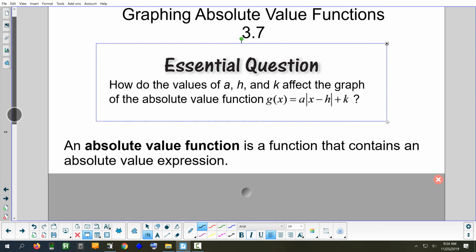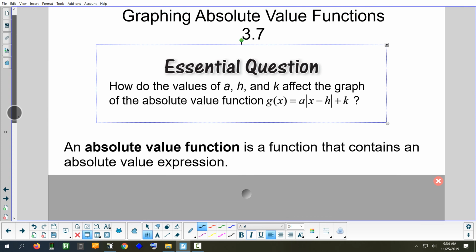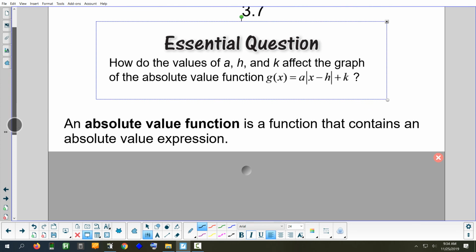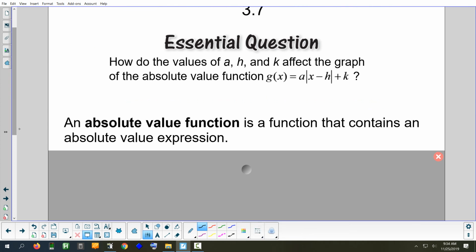Mr. Hager, that looks confusing. That's okay. We're going to go through it step by step. Hopefully it'll make sense.